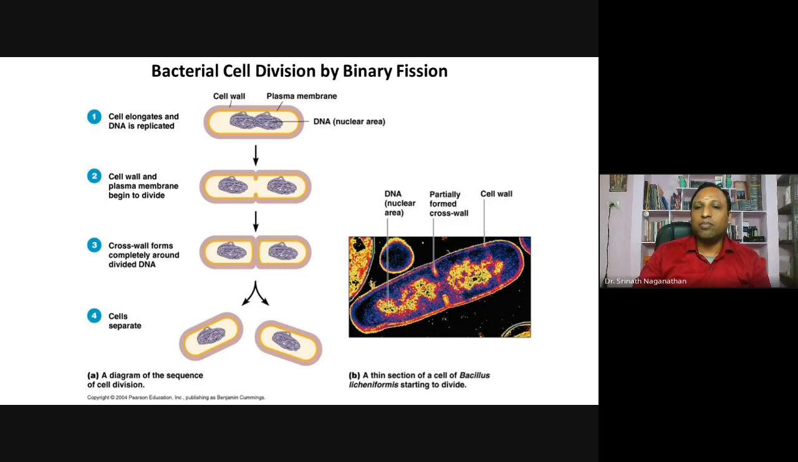You can see the imaging here. Here you can see the partially formed cell wall, and they have the two nuclear materials on both sides in the particular cell, that is Bacillus laciniformis, where the division is taking place.